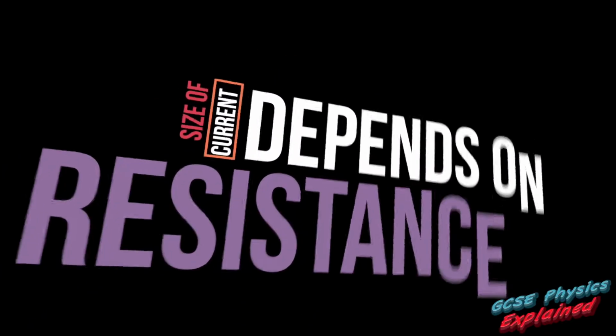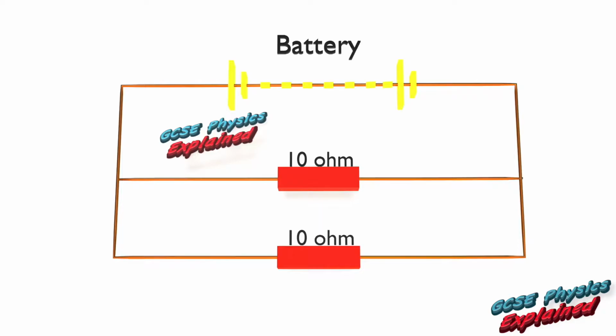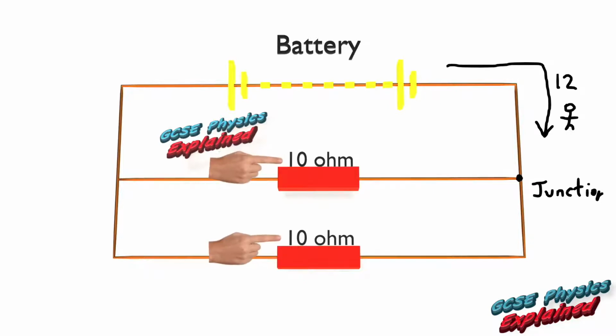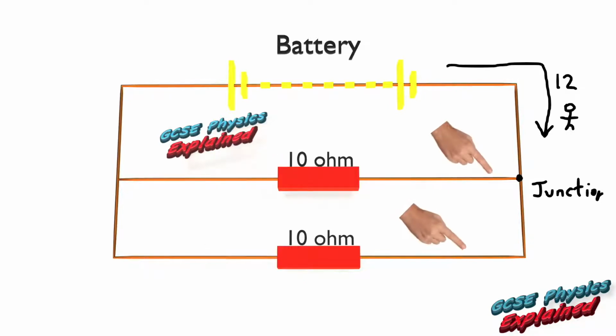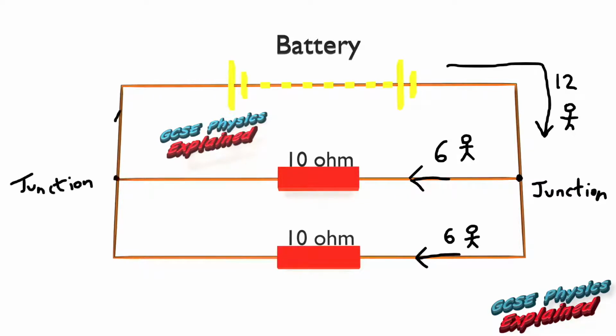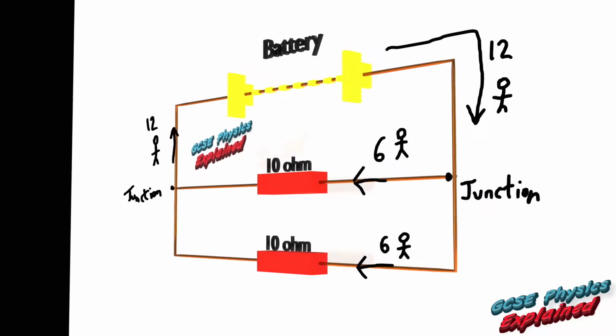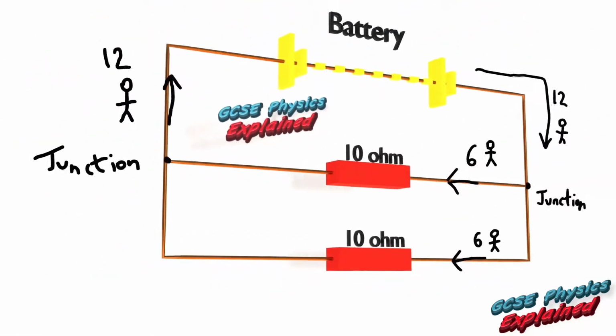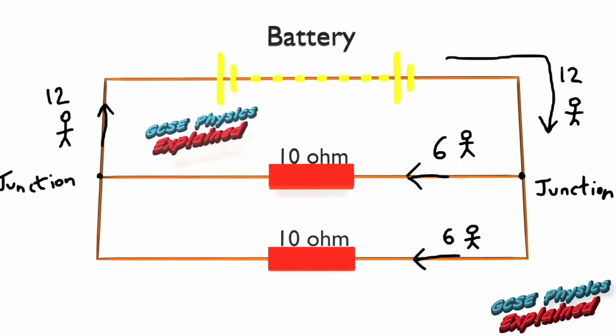I like to use the following analogy, comparing electrons to people. If 12 people are walking along and the path split into two, and each path had a wall that you needed to climb over, if both walls were the same size, it wouldn't matter which path you took because they're both the same. So, 6 people would go down one path and 6 people would go down the other path. So in this example, I'm showing each path or branch has the same resistance, so the current splits evenly.